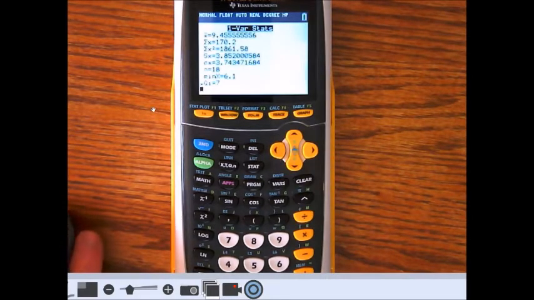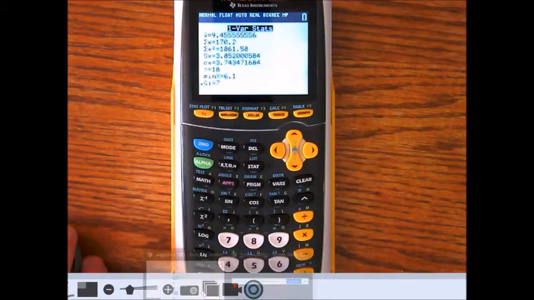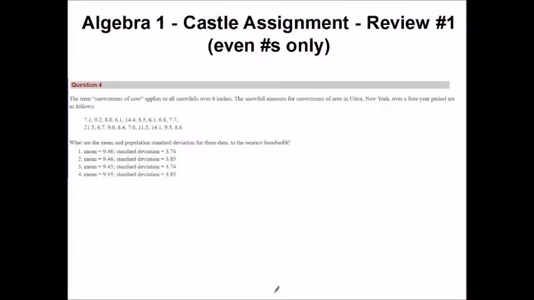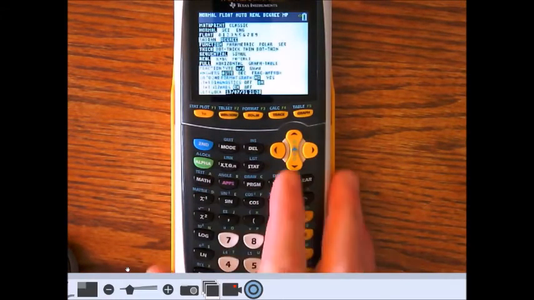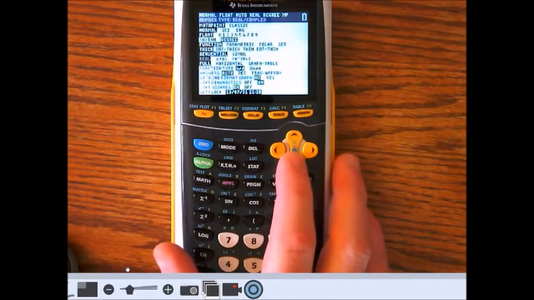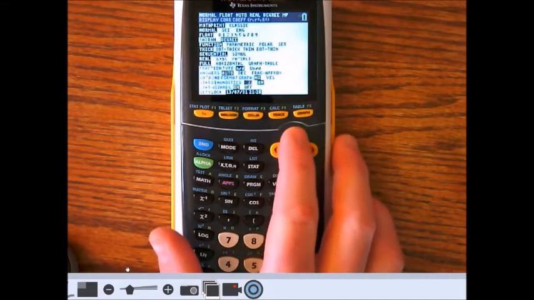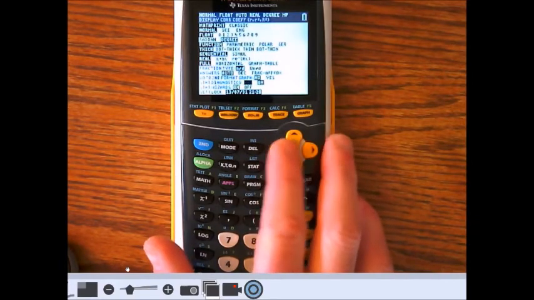But our answers here would be 9.46. Now, the population standard deviation is this little sigma guy here. Looks like a weird O. But it's 3.74. So if we go back to our choices, I believe that's going to give us choice number 1. Now, if you don't get those numbers, here's how you can turn your diagnostic on. You go to Mode, and then if you scroll all the way to the bottom, there's something called Stat Diagnostics, and you got to make sure it's turned on.